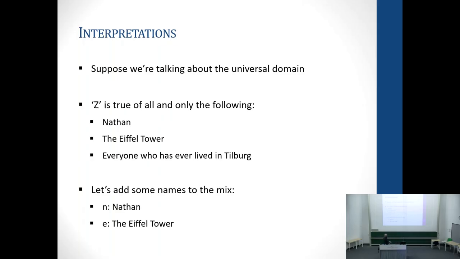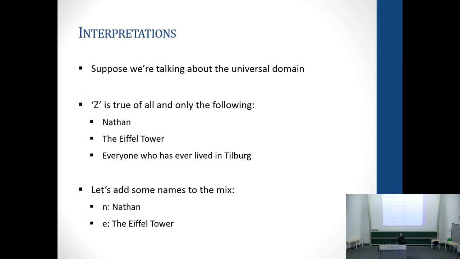We can then have the predicate Z, and we can stipulate by fixing the predicate partially directly and partially indirectly by saying Z is true of all and only the following things: me, the Eiffel Tower, and anyone who's ever lived in Tilburg. And then we can add some names, right? So we can have little n for me, little e for the Eiffel Tower. Note there'll be a lot of things in the domain we don't happen to have names for, but that's okay. We still know whether it's in the extension of the predicate or not.